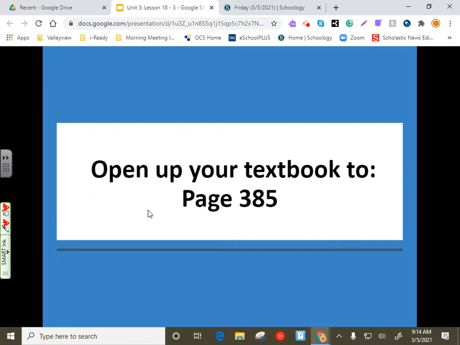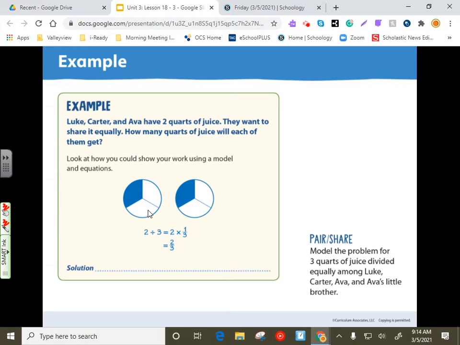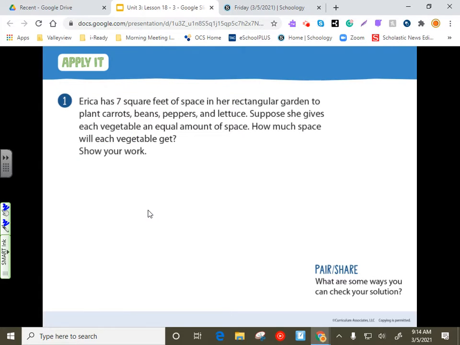And of course, we'll skip that top example because it's already completed for us. And let's look at number 1. We'll have a few of these to do, but not all. All right, Erica has 7 square feet of space in a rectangular garden to plant carrots, beans, peppers, and lettuce. Suppose she gives each vegetable an equal amount of space. How much space will each vegetable get?